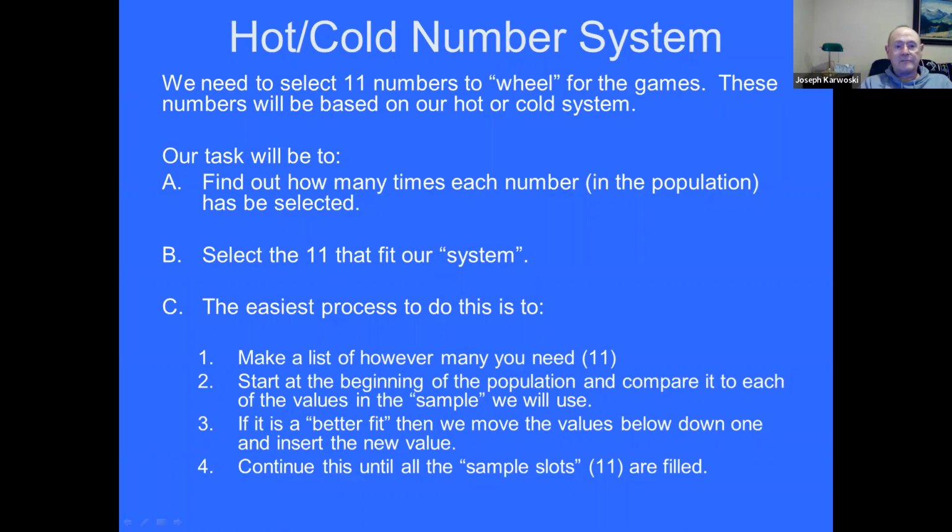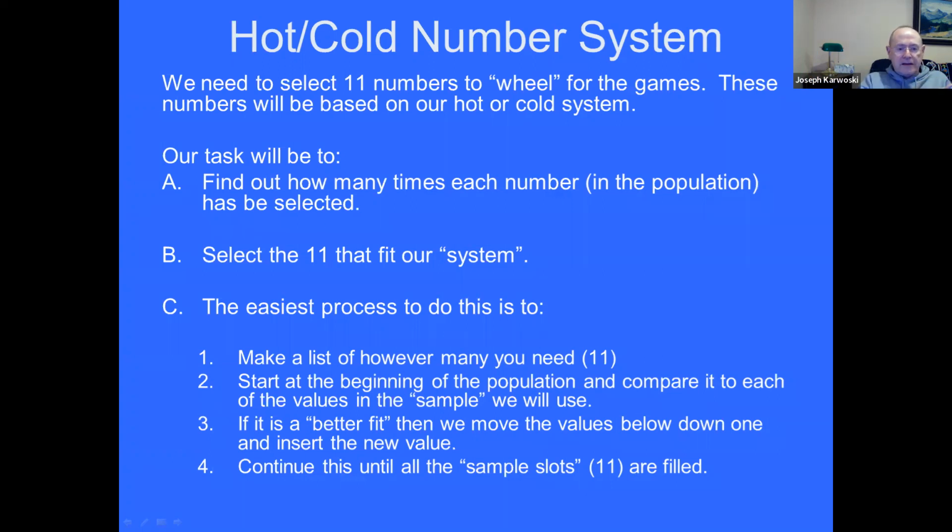So if it's a hot number, whatever it is, the numbers that have come up at least 6 times or whatever. Okay. But we need a process. So the process is going to be something along these lines. We've got to make a list of however many you need. In our case, we need 11 numbers.